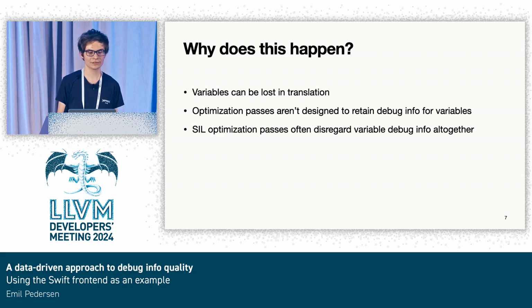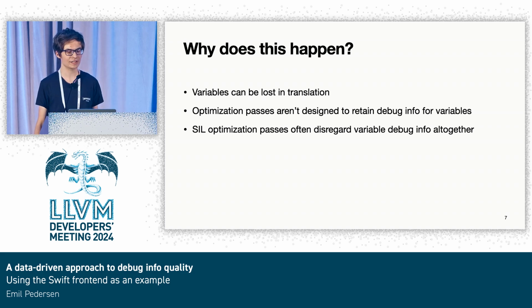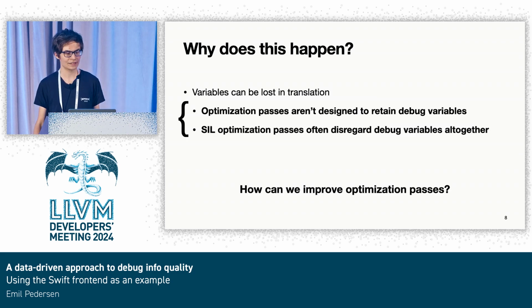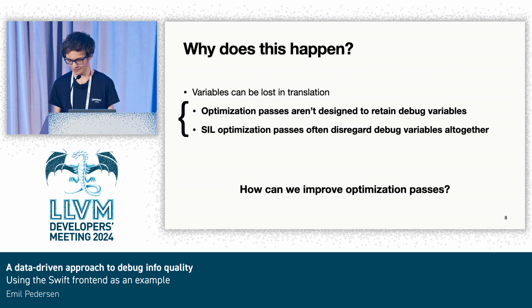So variables can be lost while translating from one stage to the next, but most of the time they are dropped because optimization passes are written to optimize code and aren't designed with debug information in mind. In Swift, passes often completely remove debug variables, so they don't even show as unavailable in LLDB, they just completely disappear. And today we'll focus on how we can improve optimization passes.